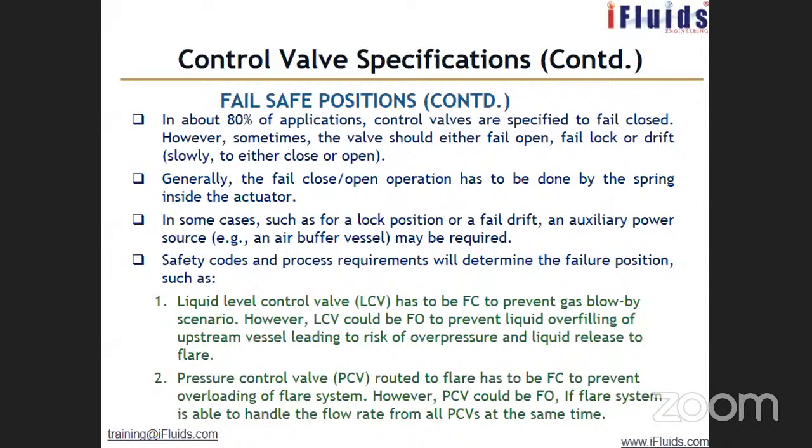So what are the safety codes or process requirements for the failure position? A liquid control valve has to be fail close. Why? Because if you keep it open, the entire vessel will be drained. The vessel becomes empty, which we don't want. So the level control valves will go to the failure close position to prevent the complete drainage of the liquid from the vessel and to prevent any gas from flowing through the liquid control valve.